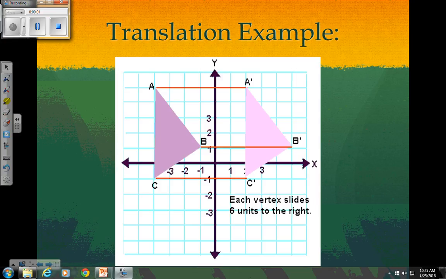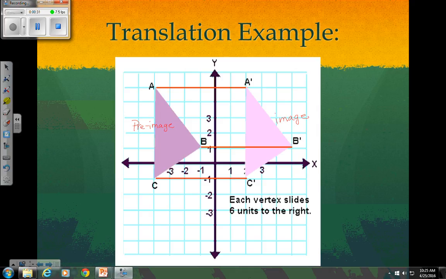Today we're going to talk about some things you need to study and know for your next exam, which is your very important final exam. The translation is in Chapter 11, Section 11.1, and we call the starting image your pre-image, and where you end up is called your image.